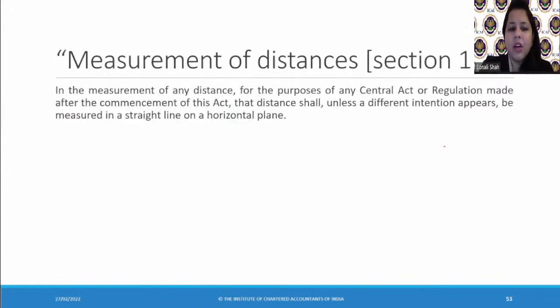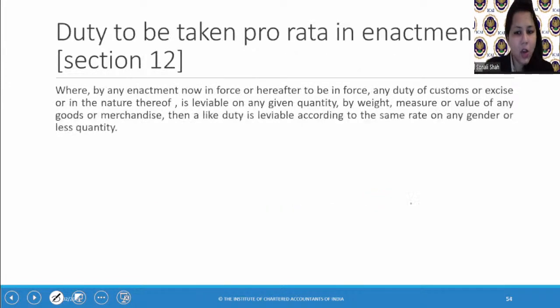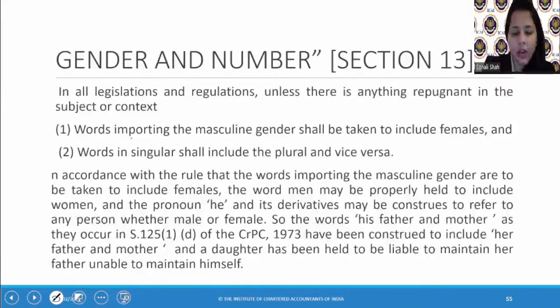Okay. Section 11 talks about measurement of distance. Whenever distance is to be measured between 2 points, it has to be measured in a straight line on a horizontal plane. This is what is given in section 11. Section 12 talks about duty to be taken pro rata. So whenever any new duties or taxes are levied, they have to be determined on a pro rata basis on the same rate or any gender.